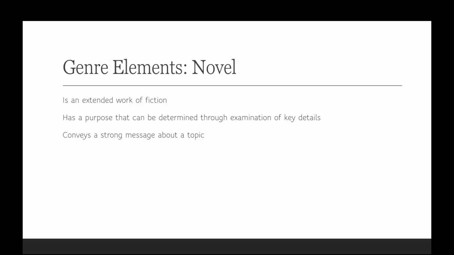The genre elements of a novel: it's an extended work of fiction. It has a purpose that can be determined through the examination of key details, and conveys a strong message about a topic. Now, the tricky thing about novels is they're really long, and sometimes there are multiple different messages or purposes. So you really have to dig into the details at different parts of the novel to track what it is that the takeaway is supposed to be.